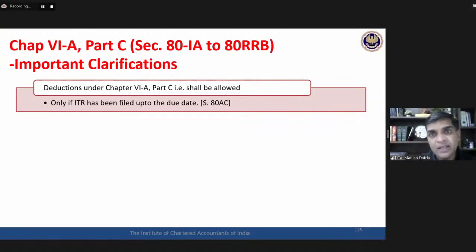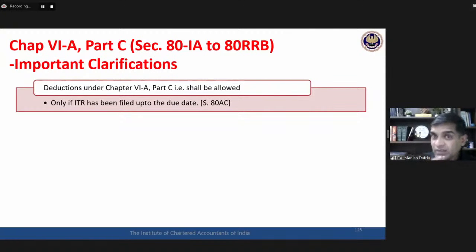deduction, 80JJAA. Apart from this Part C, there are other deductions also, all those payment-based deductions, and then some deductions which we will be seeing later on, 80TTA, TTB, 80U. This due date filing of return requirement is not there with respect to other deductions. Say, for example, my 80C deduction. If I have filed my return belatedly, would 80C also not be applicable? No. This requirement of filing ITR up to the due date is applicable only for Part C deductions.